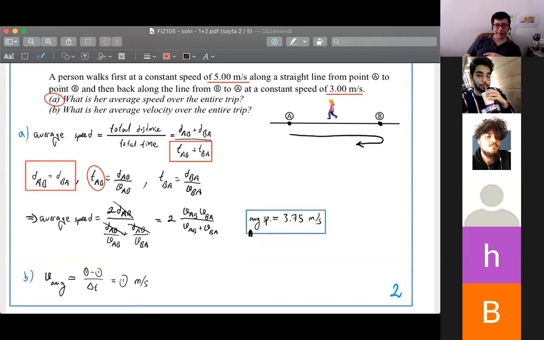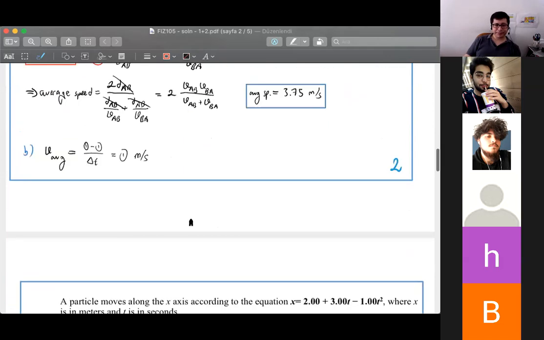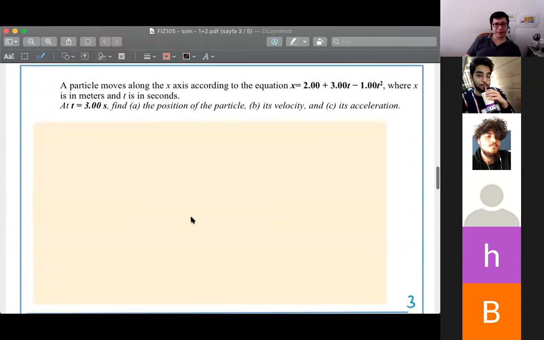When we calculate them, you find that the average speed is 3.75 meter per second. Okay. So that's the result. And this is what we already discussed, part B of the question, average velocity being 0. Any questions about this problem?